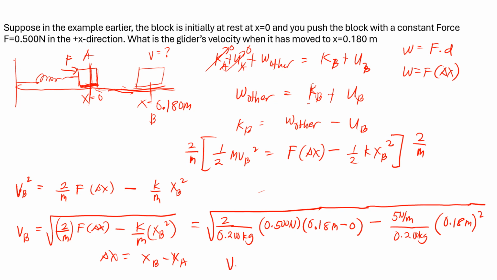So your VB here will be, take note again, plus or minus the square root of 2 over 0.2 times 0.5 times 0.18, minus 5 over 0.2 times 0.18 squared. Okay, I'm going to repeat.